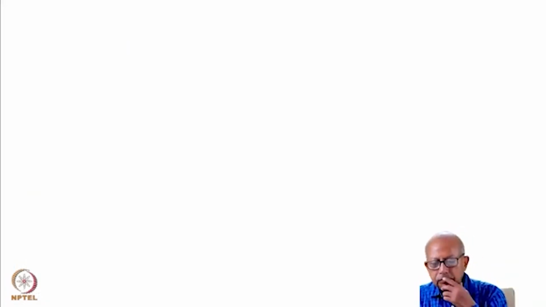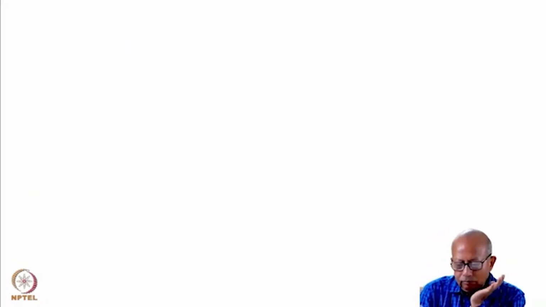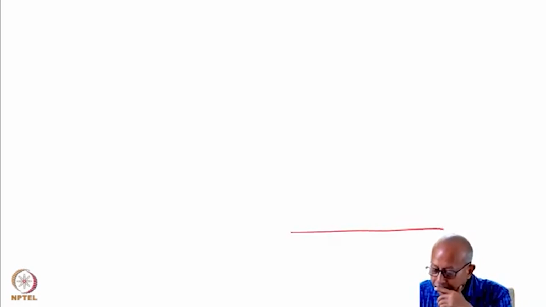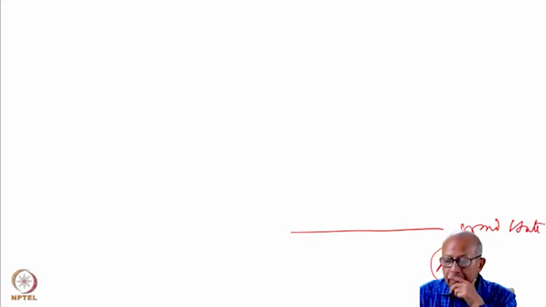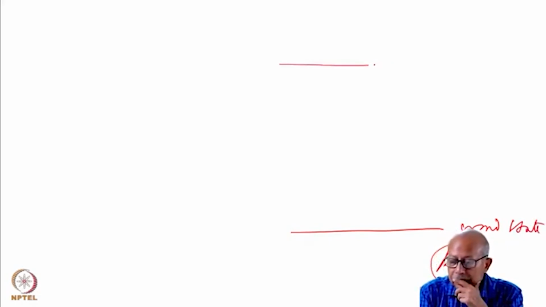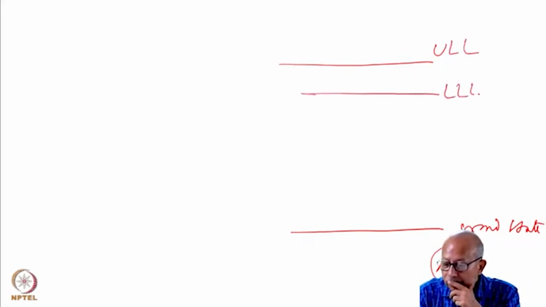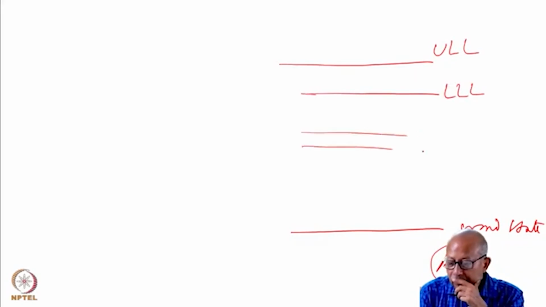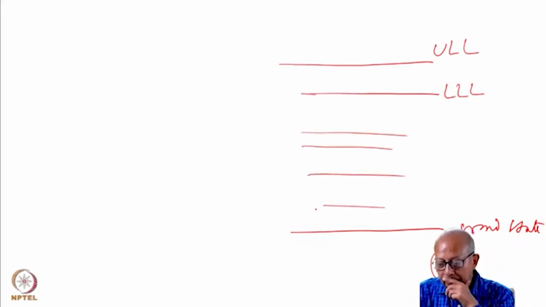You see, let us assume a gas of light emitting atoms. Suppose this is it, we call it atom A, the atom of kind A. This is its ground state. And suppose this is the upper level, and this is the lower level, and it so happened that many more energy levels are also located between the lower level and the ground state.